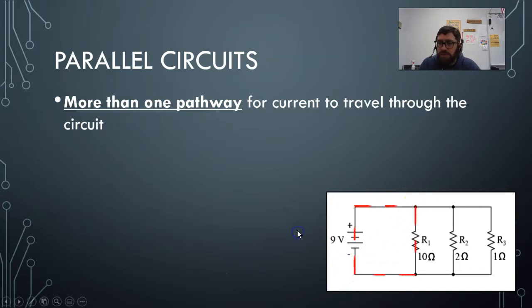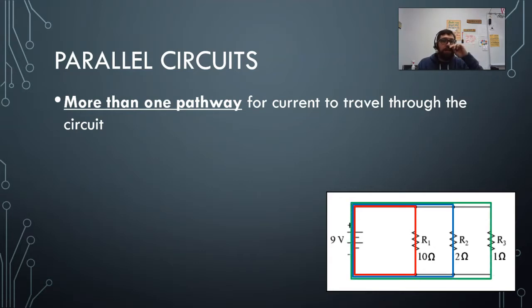All right, let's look and see. Here is pathway number 1. There's pathway number 2. And there's pathway number 3. Now, you need to write some things down. It wouldn't be a bad idea for you to draw this circuit in your notes.